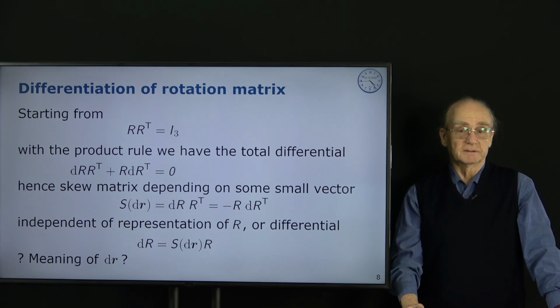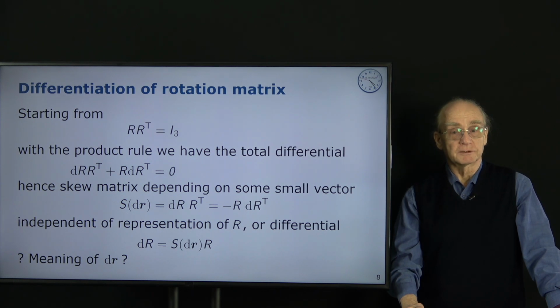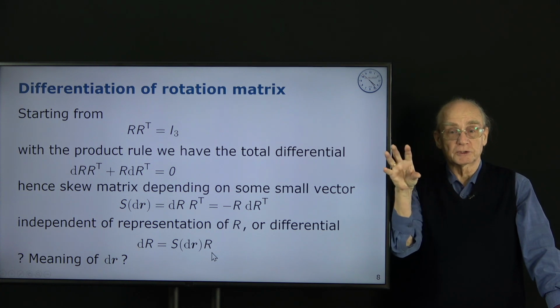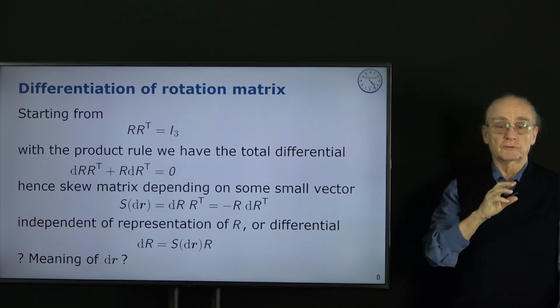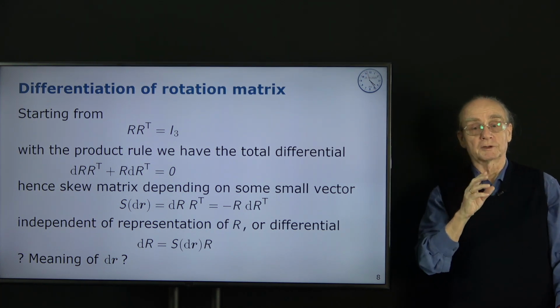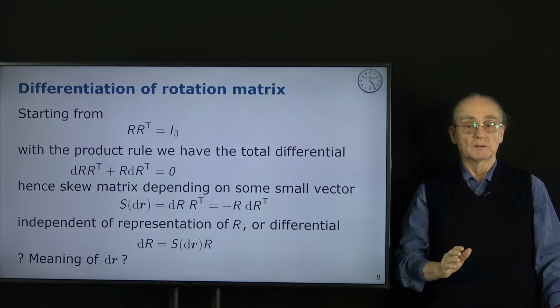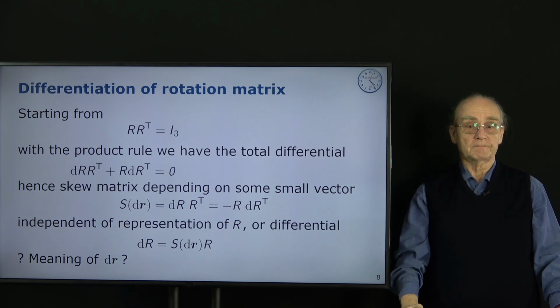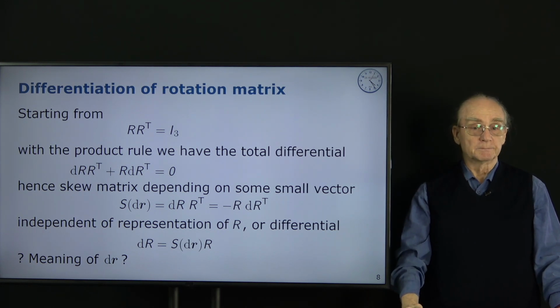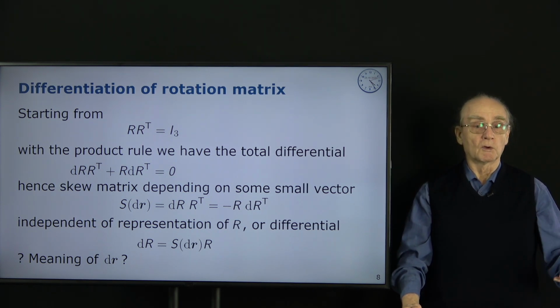This is interesting because this allows us to do easy differentiation. We just replace the rotation matrix in our expression with a skew-symmetric matrix of a small vector dr and multiply it with R. Now, what does dr mean? Does it have a meaning with respect to our discussion which we had just before, to the small rotations?